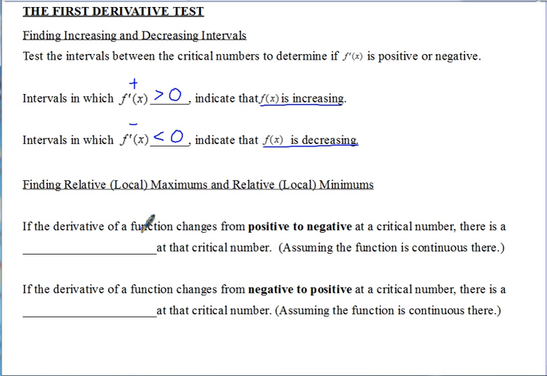If the derivative function changes from positive to negative at a critical number, there's a relative, also called a local, maximum at that critical number, as long as the function is continuous there. And if the derivative function changes from negative to positive at a critical number, there's a relative, also called a local, minimum.